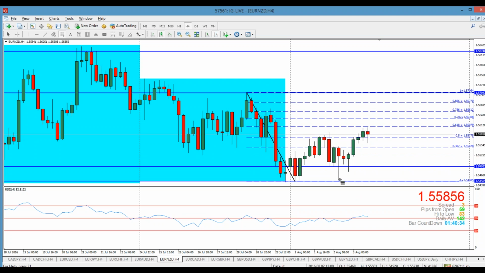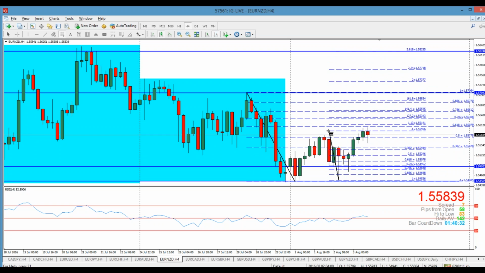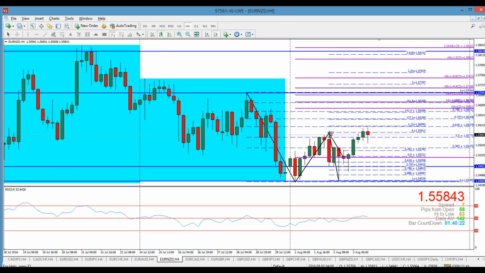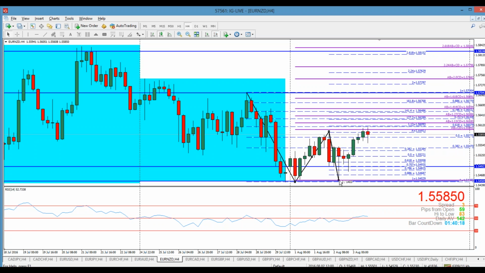What we're doing is let's draw this up, and then you would see that we have quite a nice confluence. Remember, for a Bat pattern it should be at 886. So I'm going to draw the Fibonacci expansion, and quite nice. We have a zone somewhere around here to short. Still a long way to go, about another 100 pips. In about 100 pips we should have an opportunity to short Euro NZD on a Bat pattern.